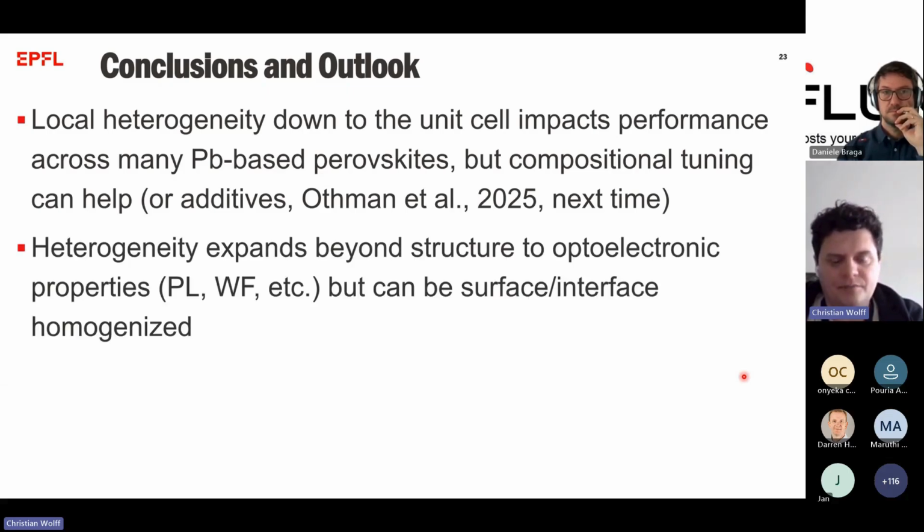The second part, I spoke about how these heterogeneities expand beyond just the local structure, but that they also impact the optoelectronics on the nano, micro, and then millimeter scale. We looked at photoluminescence and then the surface potential or work function of perovskite surfaces and how they can be homogenized via these surface and interface passivation agents. This enabled us to make very nice devices, both on a millimeter, centimeter, but then also wafer scale. I think this is a really nice demonstration that surface homogenization can take you a long way.